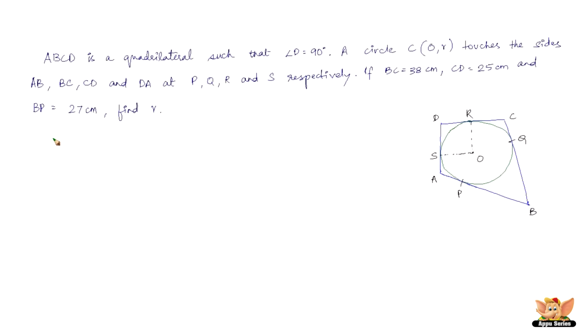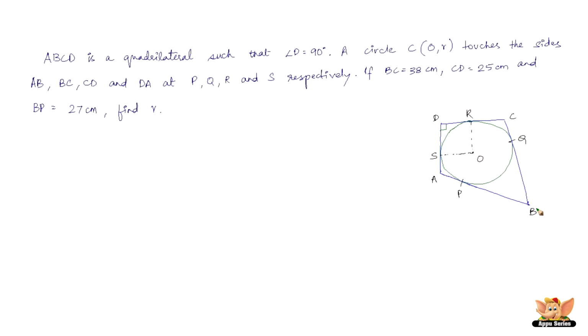Here we have another question which reads like this. ABCD is a quadrilateral such that angle D equals 90 degrees. A circle C(O, R), which means a circle which has got O as its center and R as its radius, touches the sides AB, BC, CD, and DA. So a circle touches four sides. And where does it touch? It touches at P, Q, R, and S respectively.